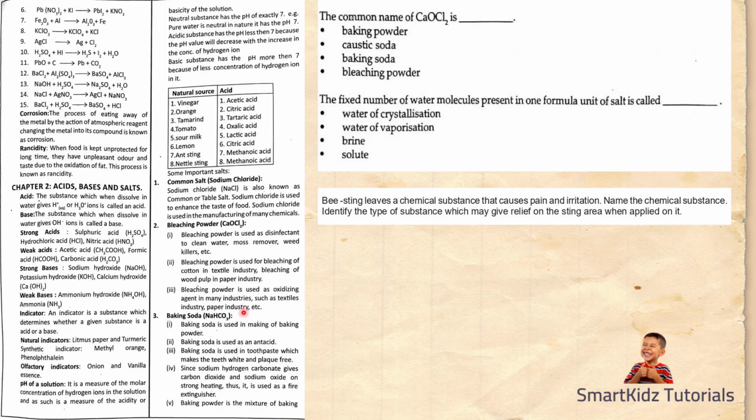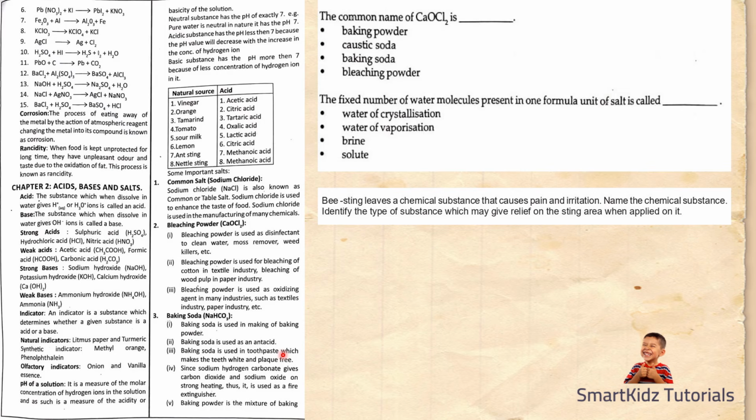Next, we come to baking soda, NaHCO3. Baking soda is used in the making of baking powder, which is used for baking cakes. Baking soda is also used as an antacid. You get your Eno, your Gelusil, all this you get, right? When do you take this? You take this when you feel that you have acidity.